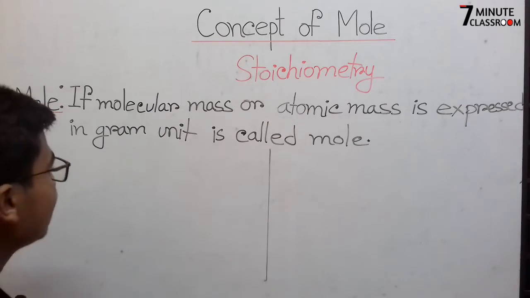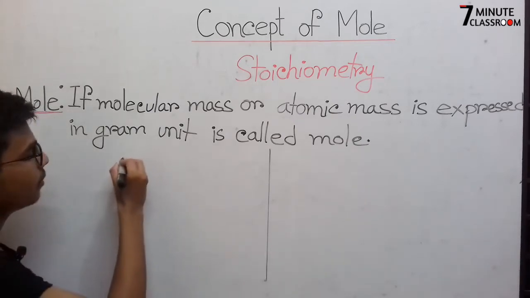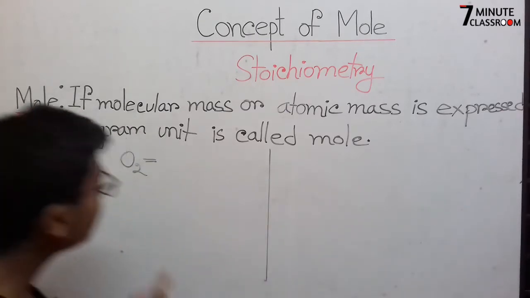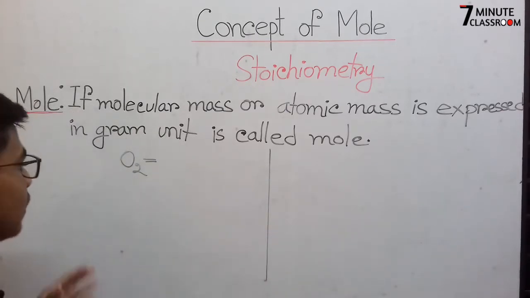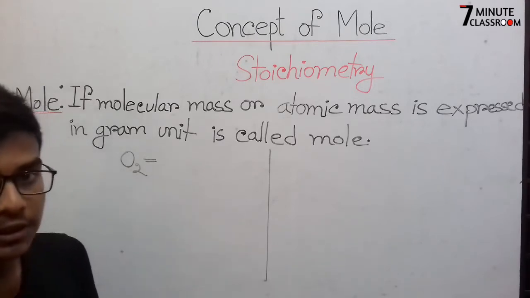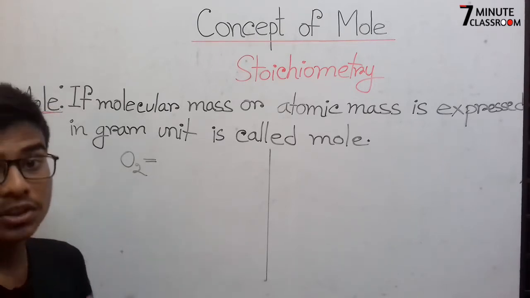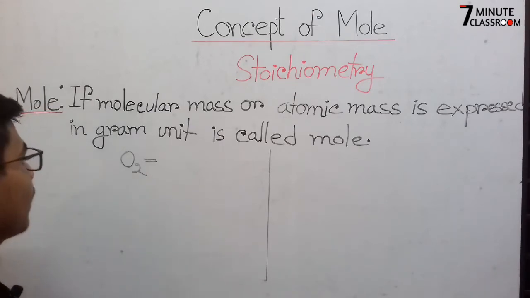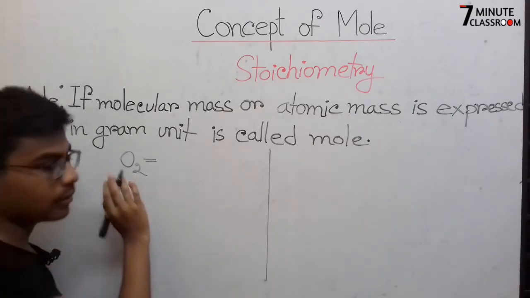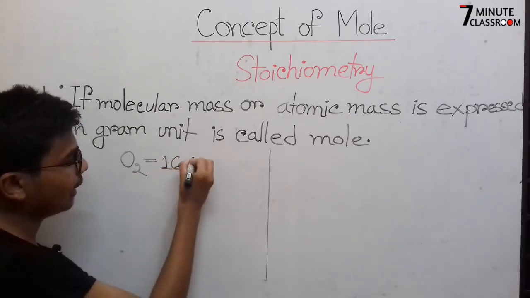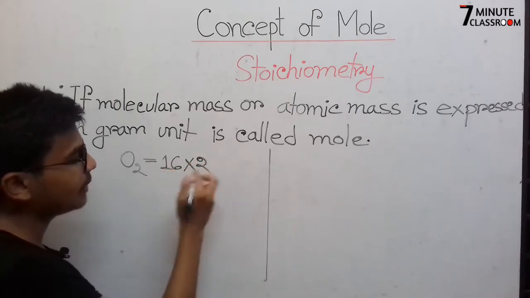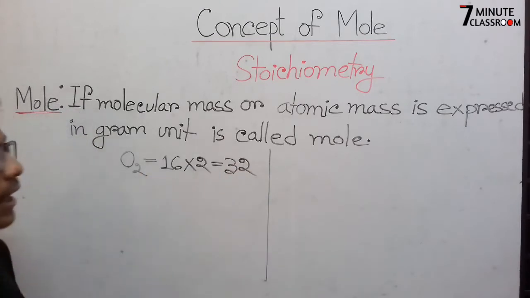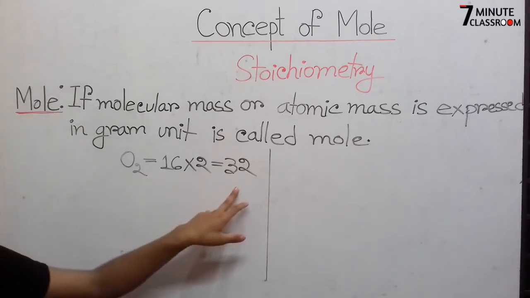Let's see, there is O2, and what will be the molecular mass of O2? In one of my videos I have explained how you can determine the molecular mass of any molecule or compound. So O is oxygen, that is 16, and there is 2, that means 16 into 2, there will be 32. That means the molecular mass of O2 is 32.